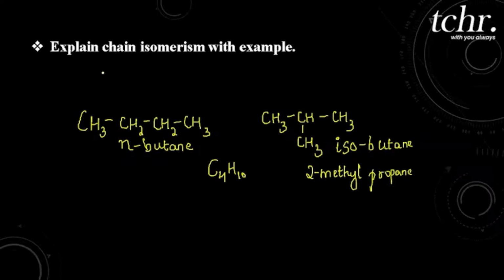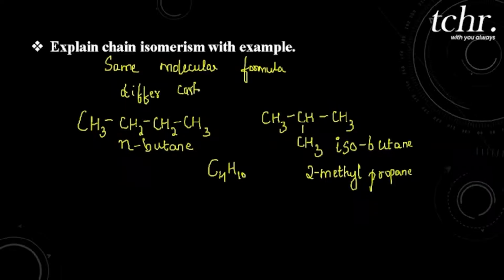So, chain isomerism means they have the same molecular formula, but they differ in the carbon chain. That means you can see one compound is a straight chain whereas the other one is a branched chain, right? Same molecular formula but differ in the carbon chain. So this explanation you have to give along with the example. Is that clear? One will be straight chain, the other will be branched.